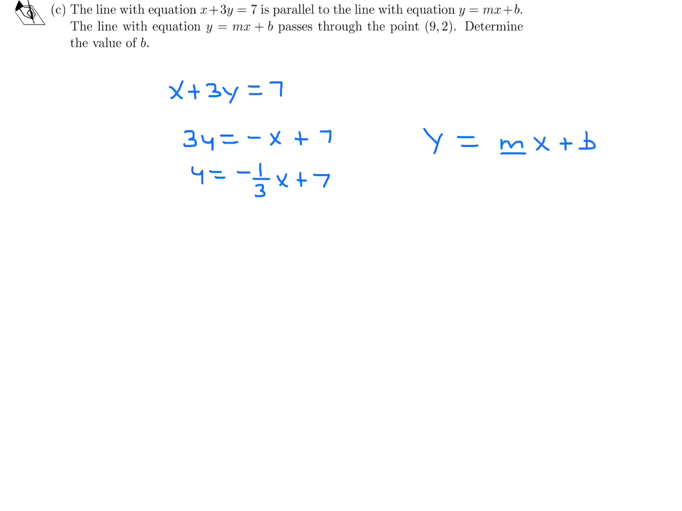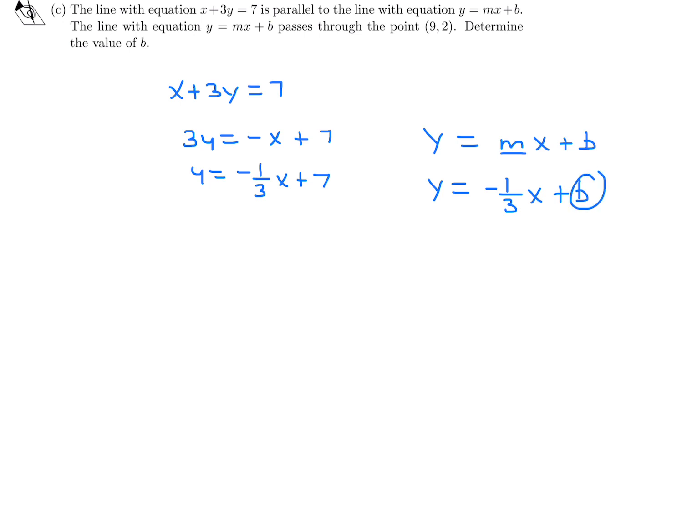The line with equation x plus 3y equals 7 is parallel to the line with equation y equals mx plus b. The line y equals mx plus b passes through the point (9, 2). Determine the value of b. Well, x plus 3y is 7, so isolate: 3y is equal to minus x plus 7, so y is equal to minus 1/3 x plus 7/3. This line is parallel, so it has the same slope, so y is equal to minus 1/3 x plus b.